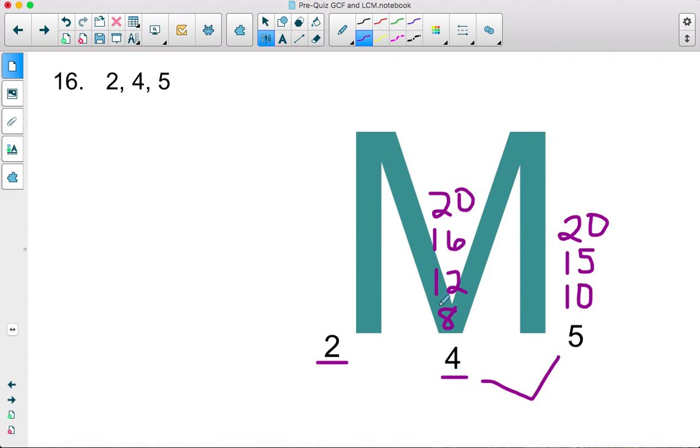2 always goes into 8. 2 goes into 12. 2 goes into 16, and 2 goes into 20. Okay? So the big issue is 2 will always go into 4 because 2 times 2 is 4. So any multiple of 4 will work if it was just 2 and 4. But because we added the 5 in there, 5 gets really picky. It says, nope, the number that we choose has to end in 0 or 5.